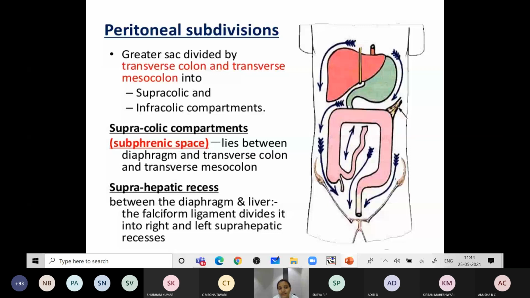Now how the greater sac is divided. Already I have taught about the lesser sac, how it is divided into an upper part and lower part. We have not studied much about the greater sac. The greater sac is divided into two parts, the upper part and the lower part, by the transverse colon and transverse mesocolon. Above the transverse colon and transverse mesocolon, this part is called the supracolic compartment. The part below is called the infracolic compartment. There are different spaces in the supracolic compartment.